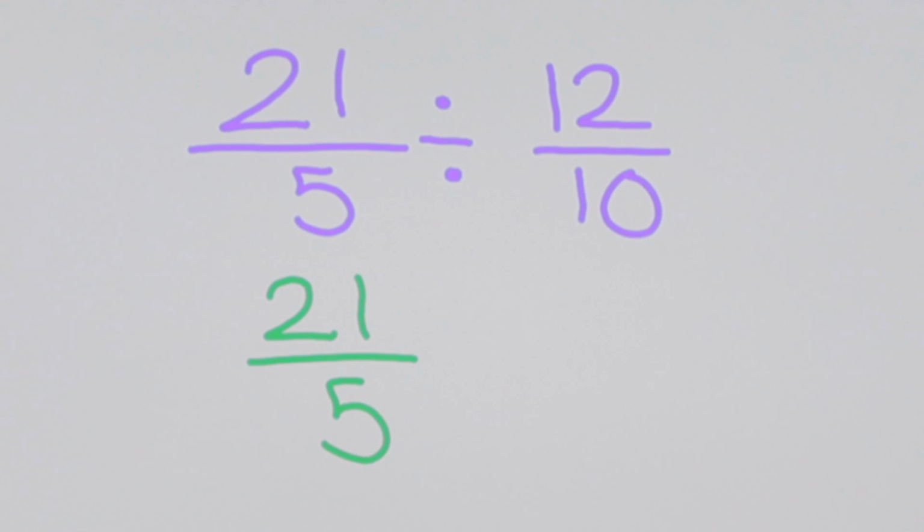All right, let's get back to our work. So we're going to change 12 over 10 to its reciprocal, which is what? Did you say 10 over 12? Celebrate good times. Come on. All right, we're going to put this as 10 over 12.